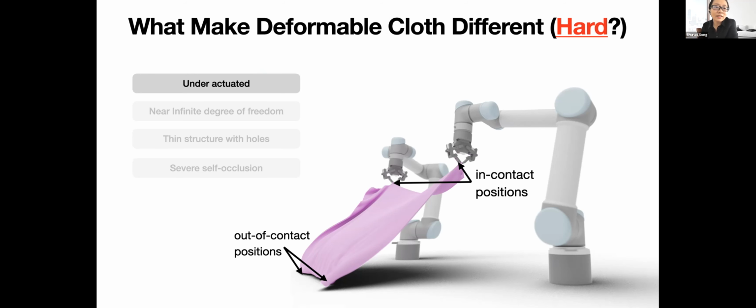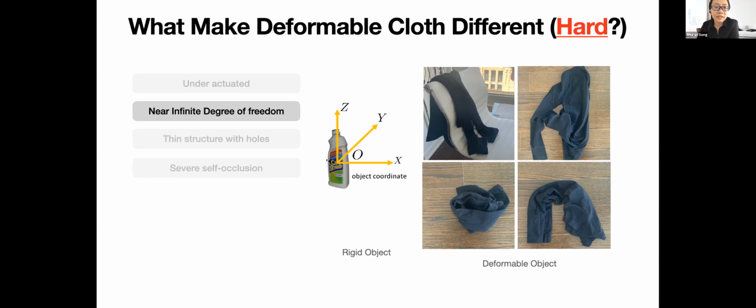First, deformable objects or cloth are often highly under-actuated. What that means is that when a robot is manipulating or holding a piece of cloth, all it can control is a very small region of the cloth around its gripper. The system does not have much direct control over the out-of-contact positions. Another challenge is that the system needs to deal with an extremely high number of degrees of freedom, especially in comparison to rigid objects, whose pose can typically be fully specified with a few numbers.